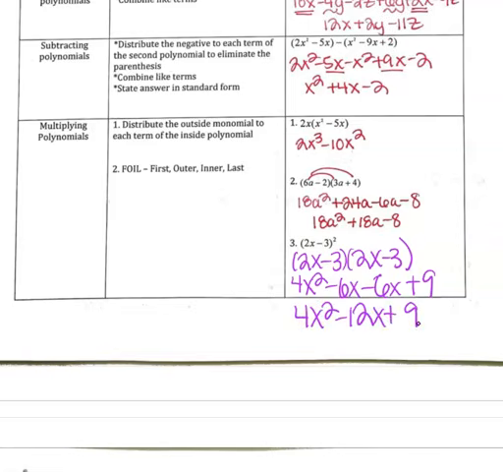Okay, a lot of times students will think that this is just, oh, distribute the outside exponent of 2 and it's 4x squared plus 9. No. Write it out twice, completely FOIL it out. You don't want to lose out on that missing term.